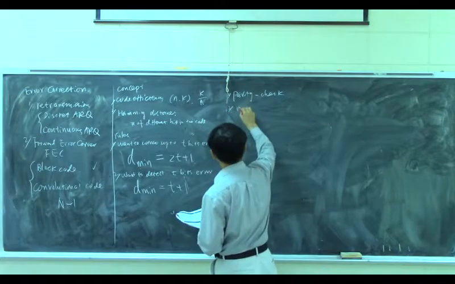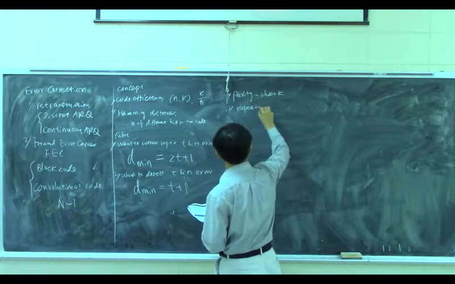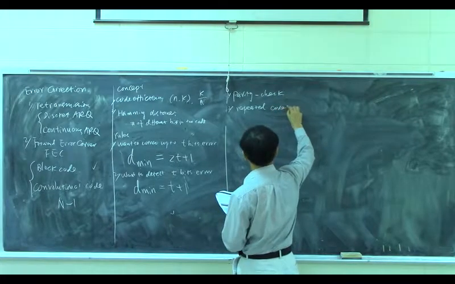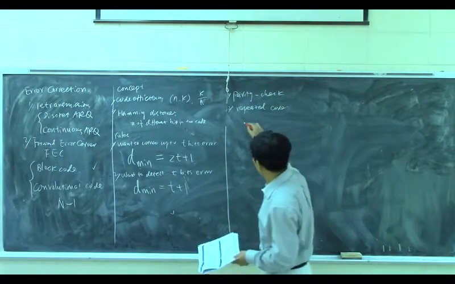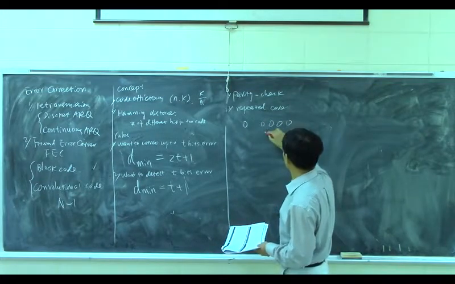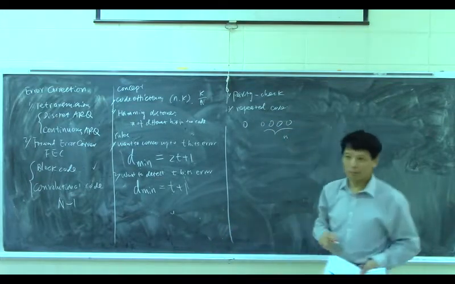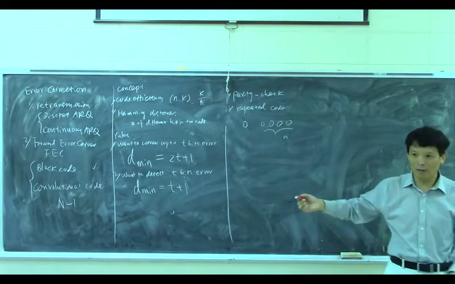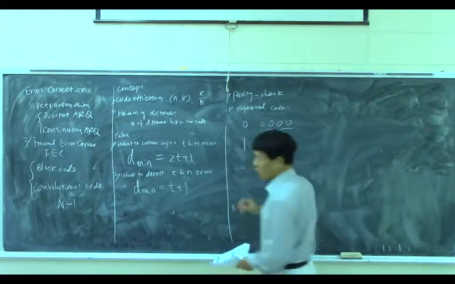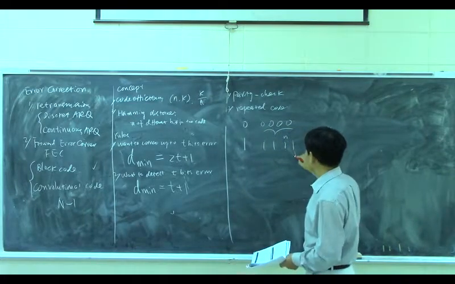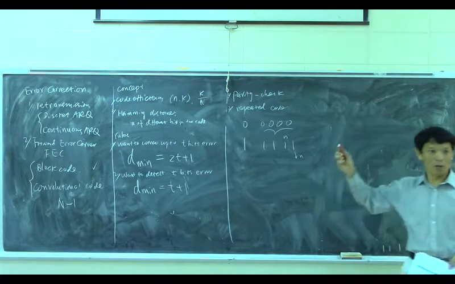How about this one? Repeated code. Like I said, if you transmit 0, you transmit it a lot of times, for example, n times. N can be 3, can be 4, can be 5, can be 100, right? N times. If you want to transmit 1, again, you transmit it n times. That's called repeated code.